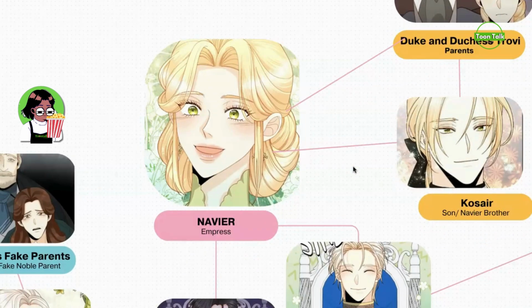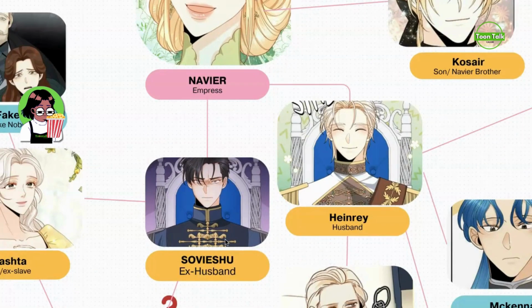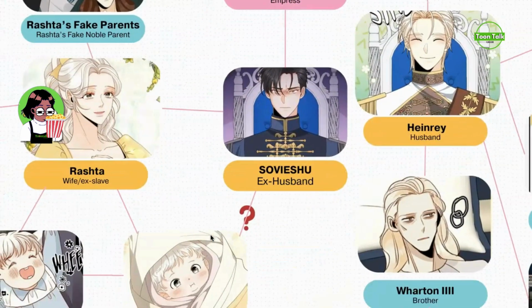So starting off with the Empress, my queen, my main character, Navier. Okay, Empress Navier. So this story starts off with her. She was married to none other than Lottishu, her ex-husband. Lottishu is an emperor. He went and got himself a mistress. The mistress is none other than Rashta.